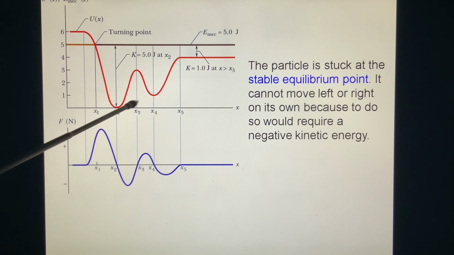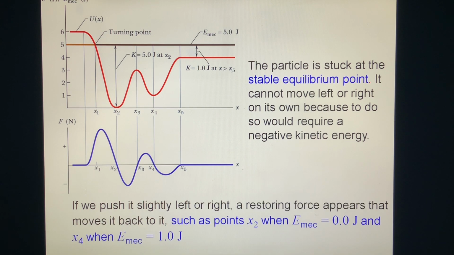Also look at this x2. If we move to the right, the positive direction, it will exert a negative force to the left, so it will come back to the original point. If we move to the left, we have a positive force acting on it, making it come back to the original one. So this is called a stable equilibrium point.